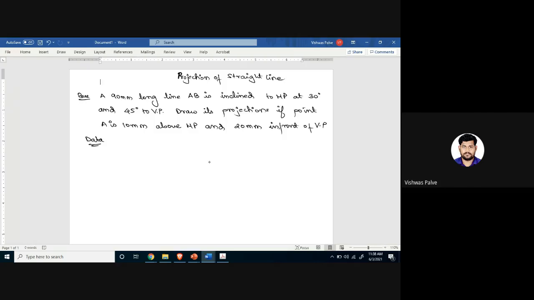Coming back to the question, a 90 mm long line. Whenever they give this, the true length of that line is 90 mm. Line AB is inclined to HP at 30 degree. Please keep in mind, whenever the inclination is given with HP, it is theta. Inclination with HP is theta, and inclination with VP is phi. Inclination with VP is 45 degree. Always note down this point.